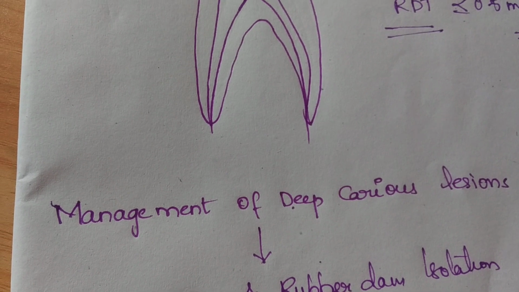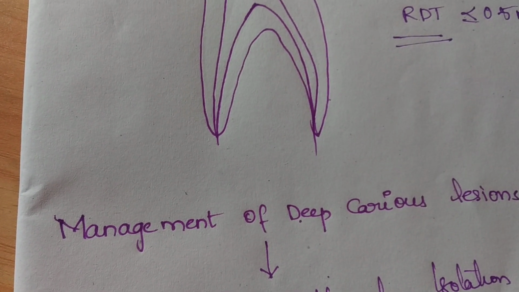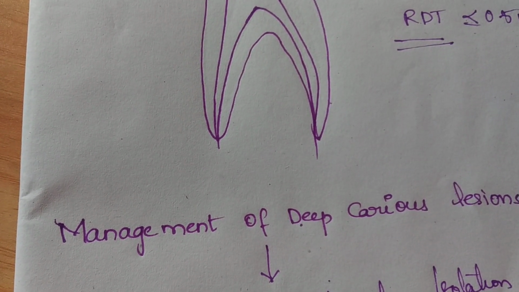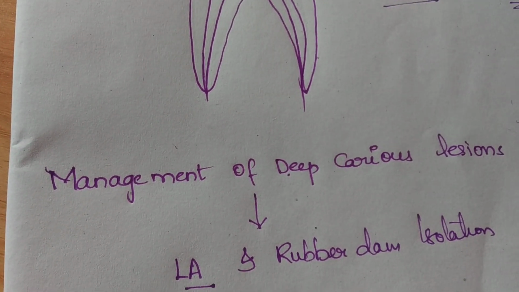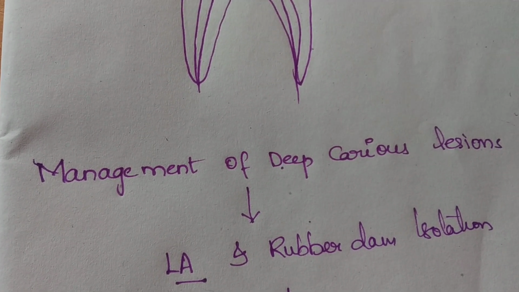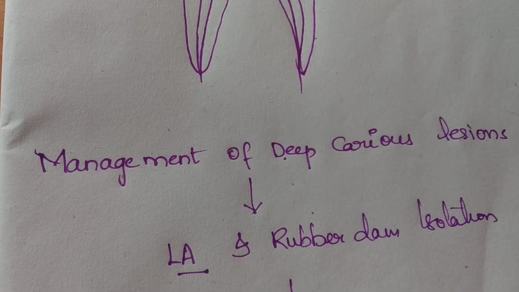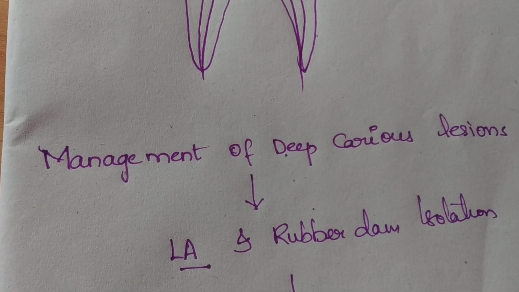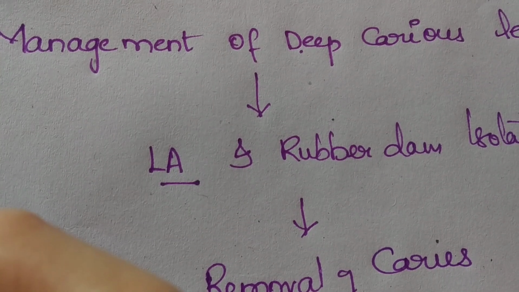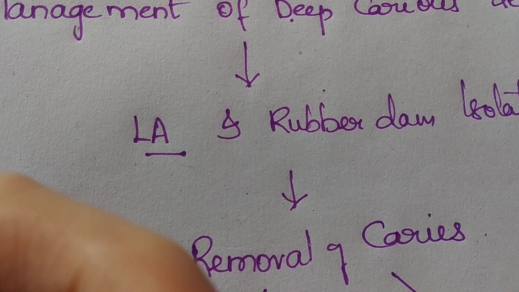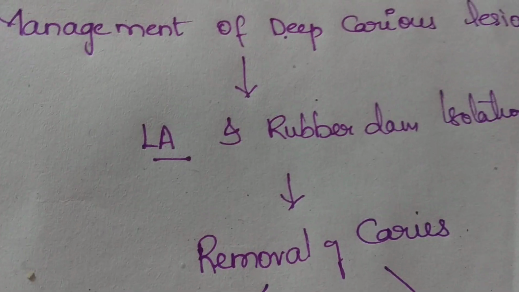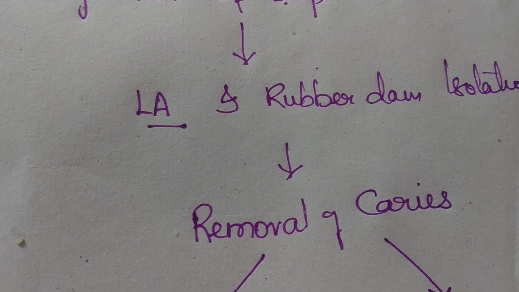Whenever a patient with a deep carious lesion comes to your clinic, its management I'll show you here, explaining it in a simple way. Management of deep carious lesion is first administration of the local anesthesia and rubber dam application in the desired tooth. Then removal of caries. Removal of caries is done through a round burr and a spoon excavator.